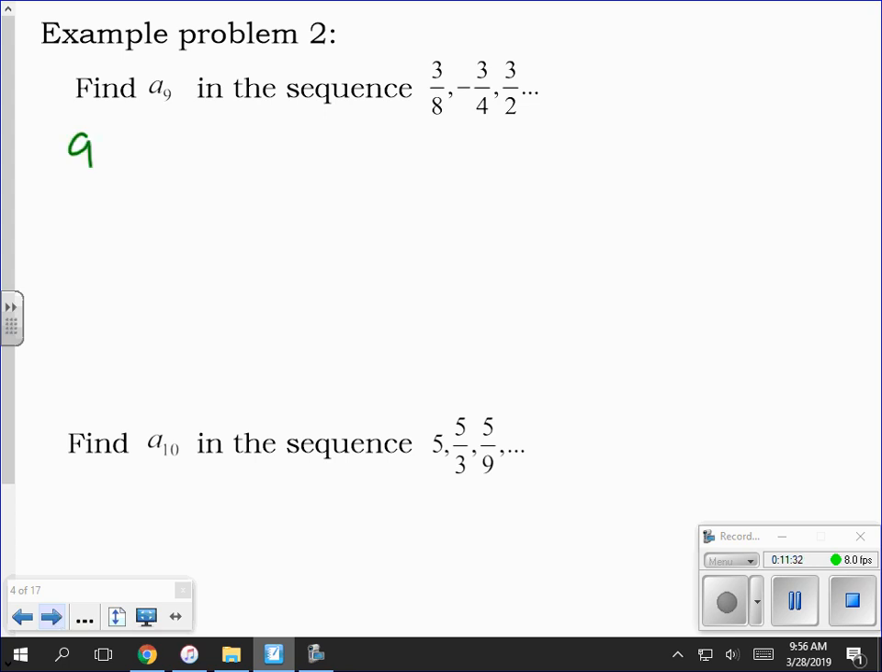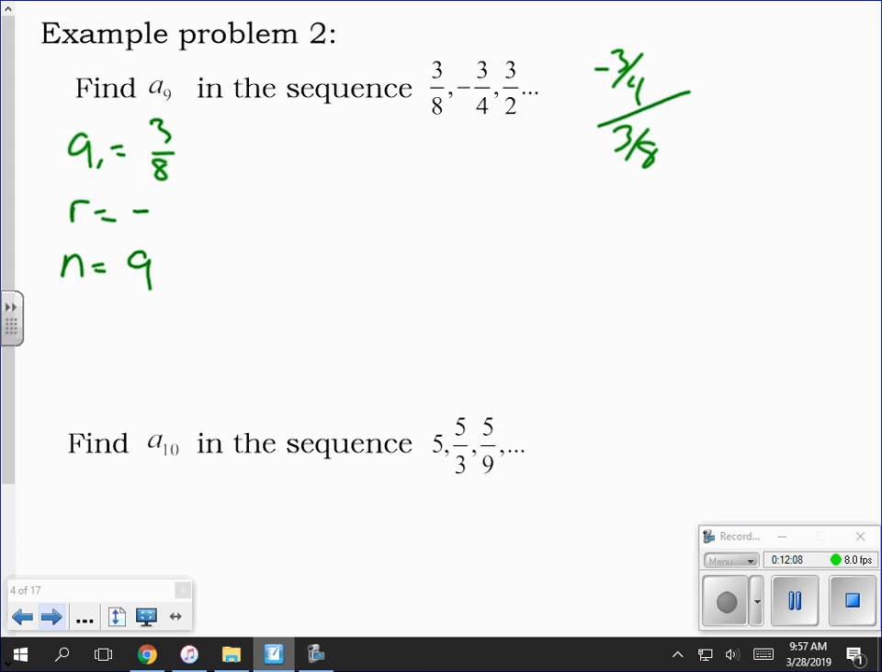So my first term is 3/8. My N is 9 because I'm looking for the 9th term. I need to find my R. Okay, what am I multiplying by each time? To go from 3/8 to -3/4, I know my R is going to be negative. And to find out for sure, take -3/4, divide it by 3/8 and see what you get. That's the easy way to do that.